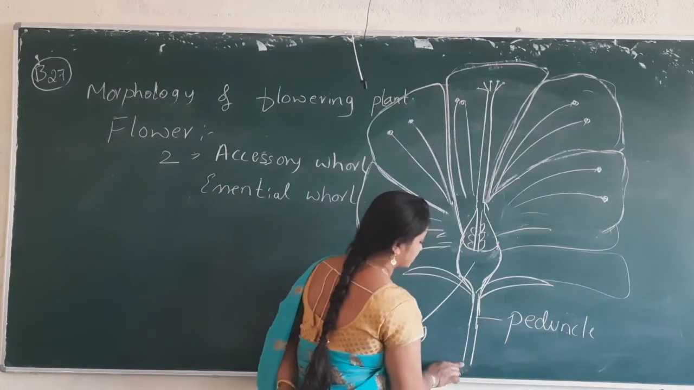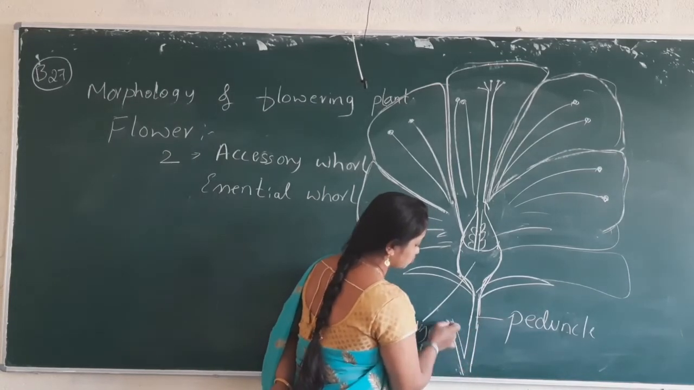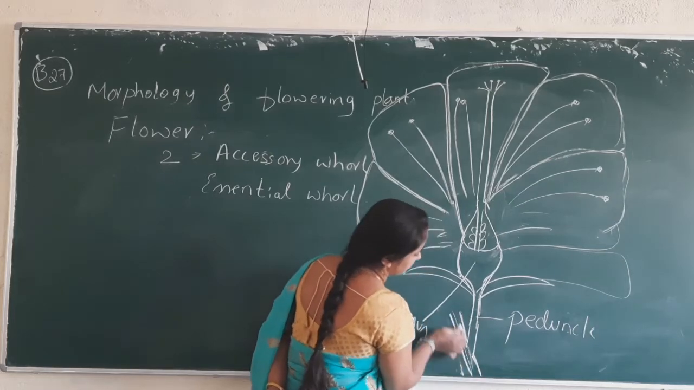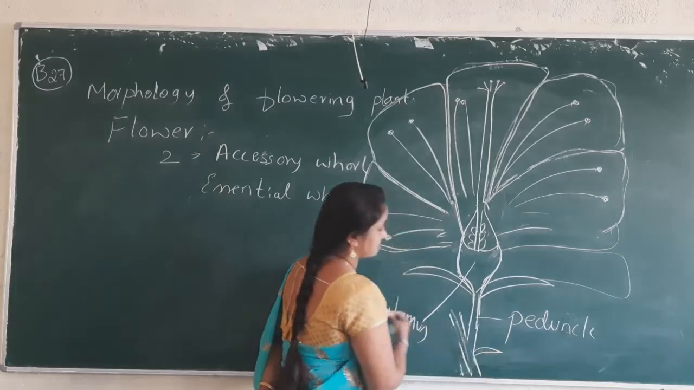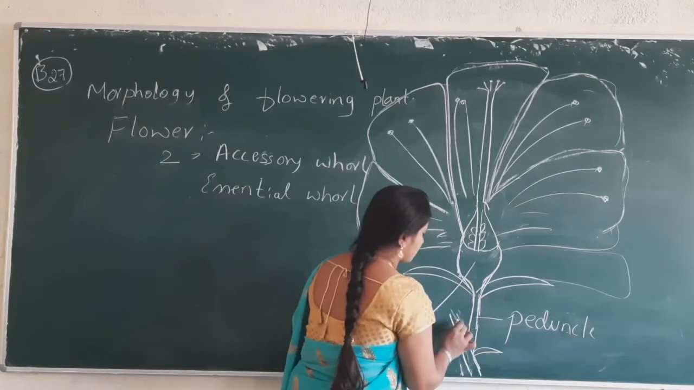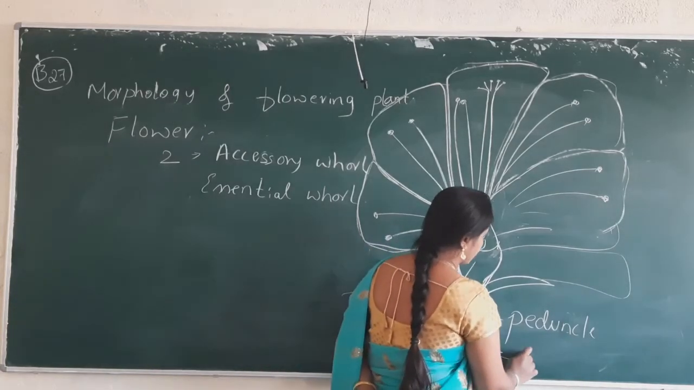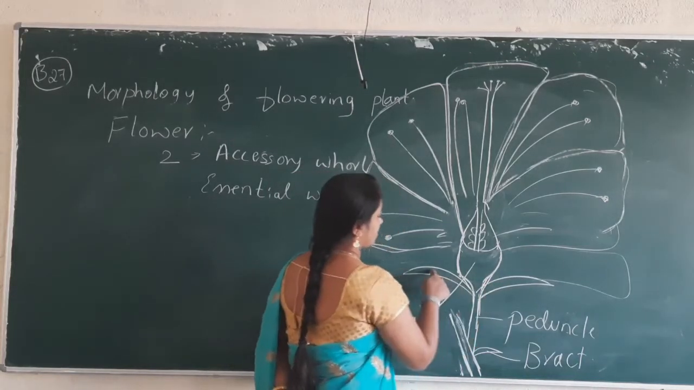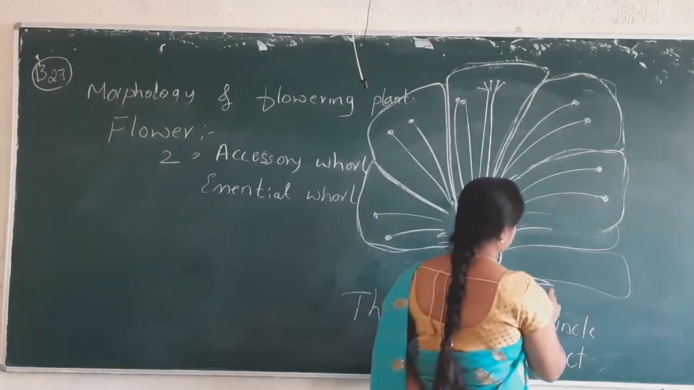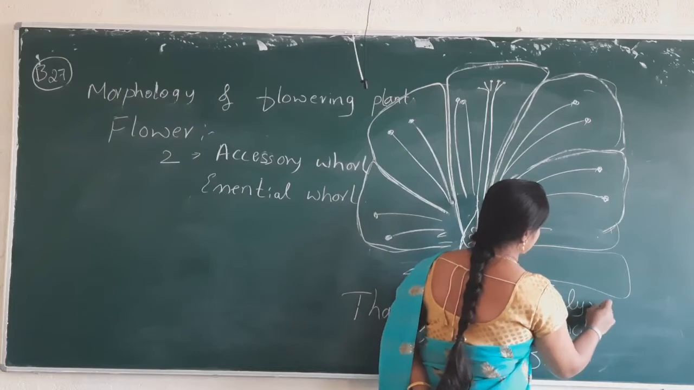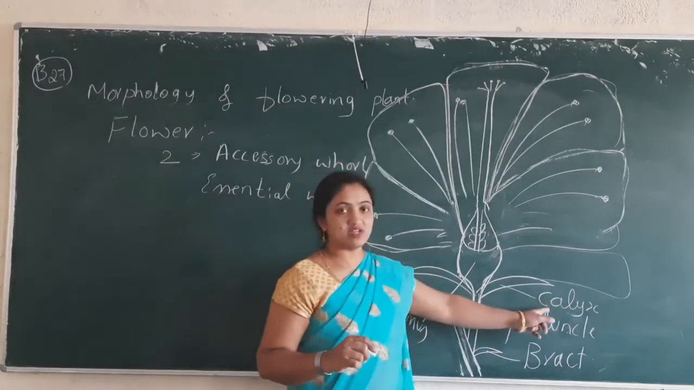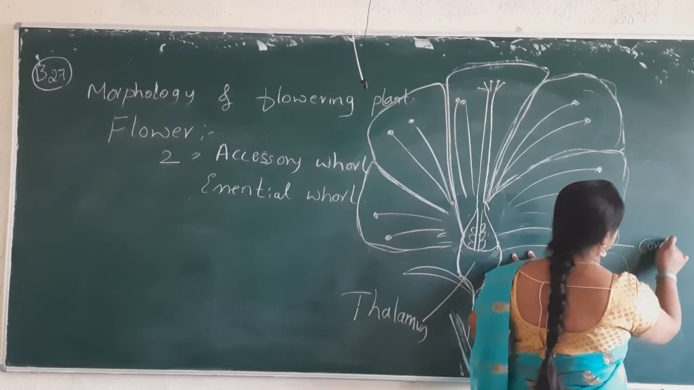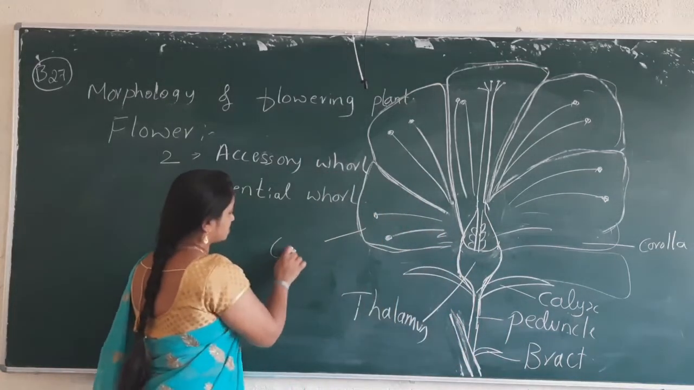And at the base of the peduncle, consider this is the peduncle, and here the shoot is present. Alright, so this is the stem or shoot, and one more leaf is usually present in some flowers. This reduced leaf is known as bract. And here there will be a whorl of sepals known as calyx, and that calyx will be green in color, and the petal whorl is also present. That petal whorl is known as corolla.